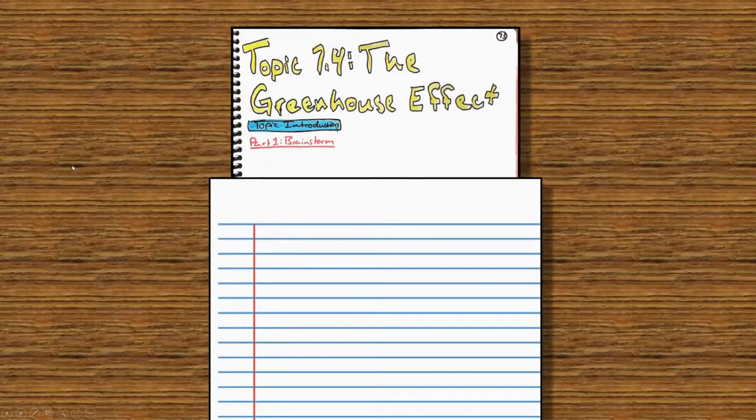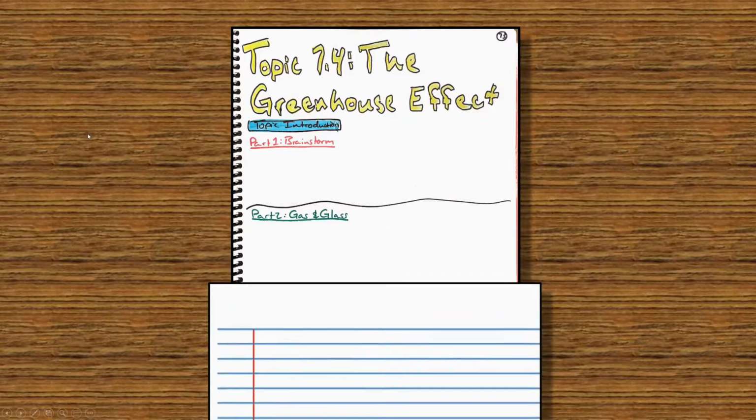Page 73 is our topic introduction, and in part 1, brainstorm, I'm going to ask you to give me a reason why people in Kerman tend to look for shady spots to park their cars when it's summertime. Why do we always look for shade in the Central Valley when it's summertime to park our cars?